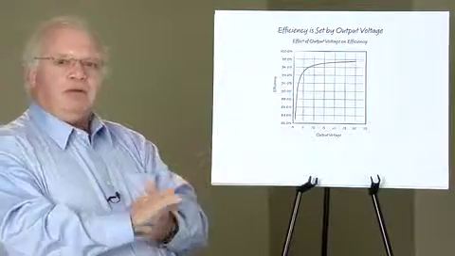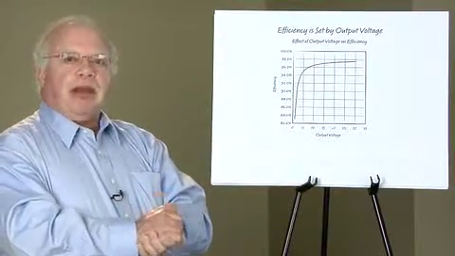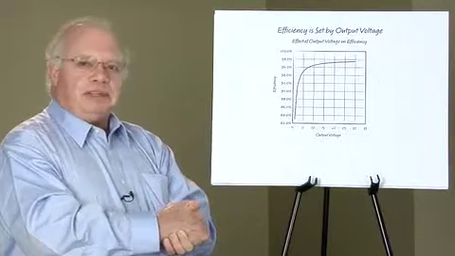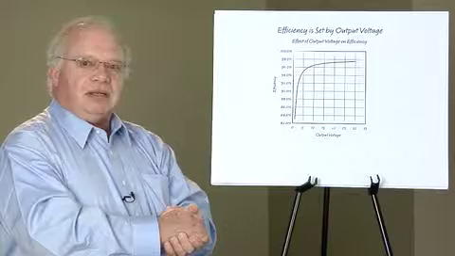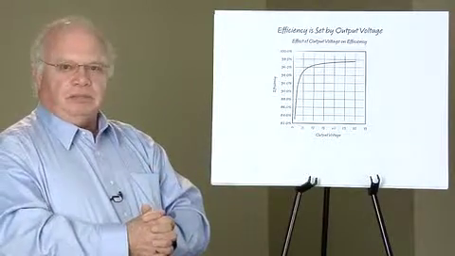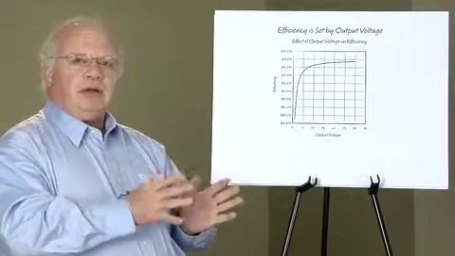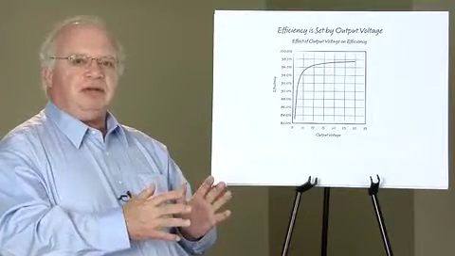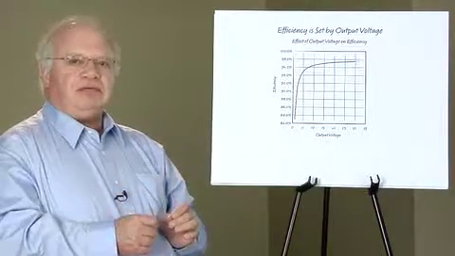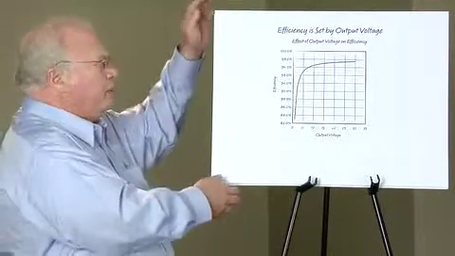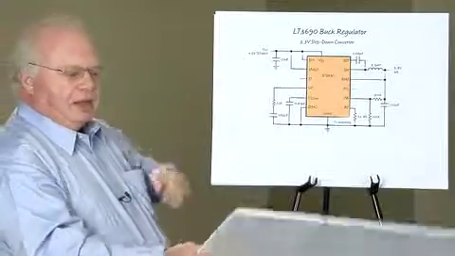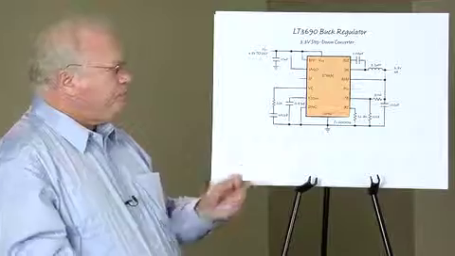By raising the output voltage, I've raised the amount of power that I get from the switching regulator, and by raising the power that I get from the switching regulator with a constant loss, the efficiency number goes up. So if you're comparing two switching regulators that have different input voltages, different output voltages, and you're looking at the efficiency, it's a misleading number because efficiency is modulated by the output voltage.